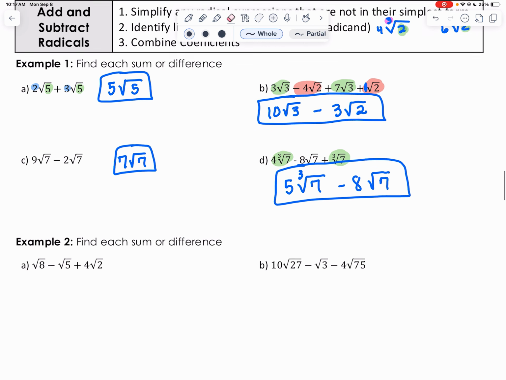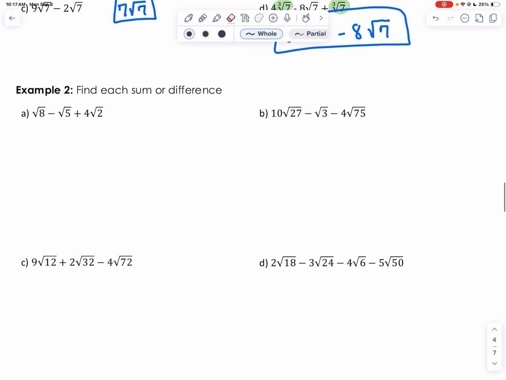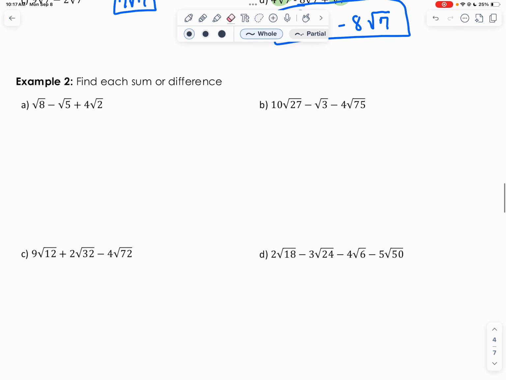All right, in example 2, let's look at some that need to be simplified before we can add and subtract them. So in problem A, we have square root 8 minus square root 5 plus 4 square root 2. So if you'll look at this first radical, square root 8, that can be simplified to square root 4 times square root 2 minus square root 5 plus 4 square root 2.